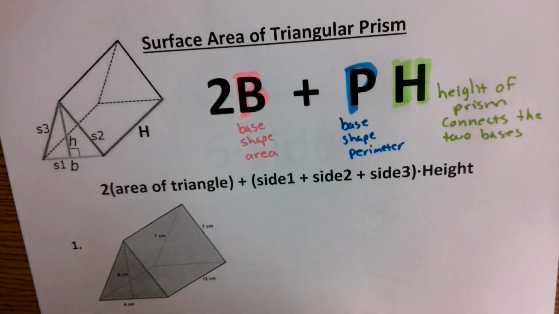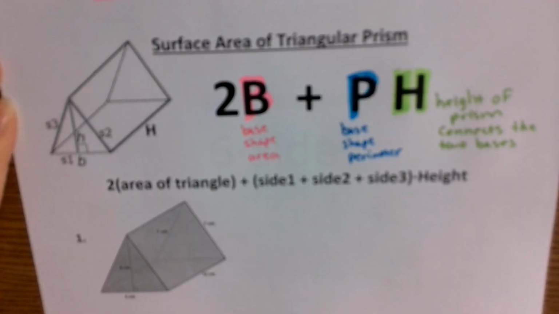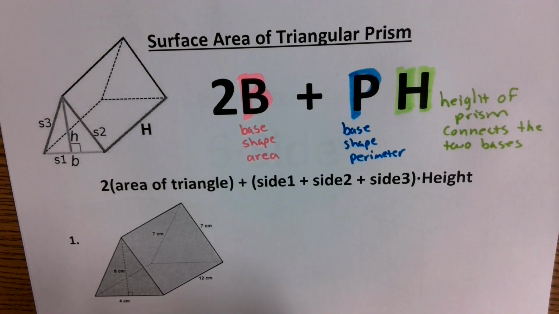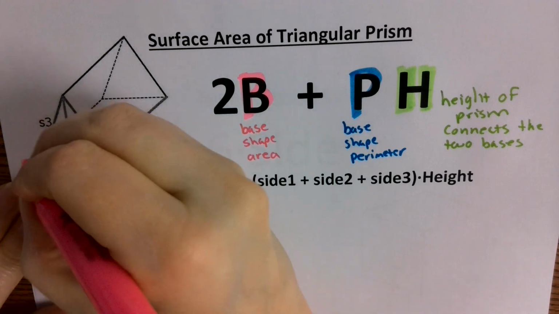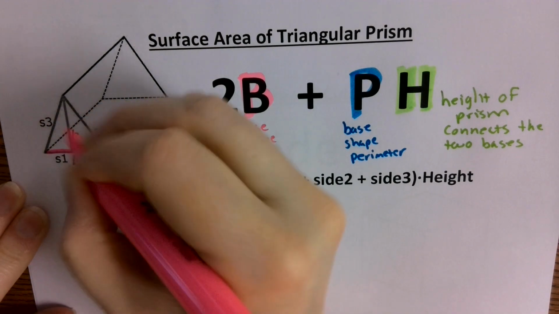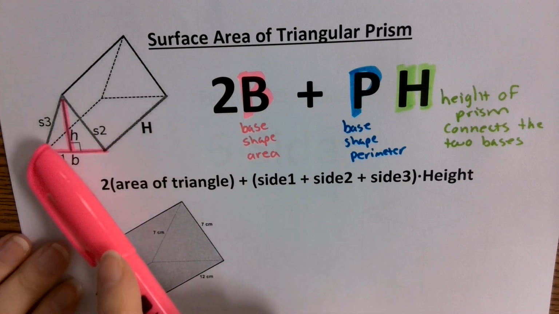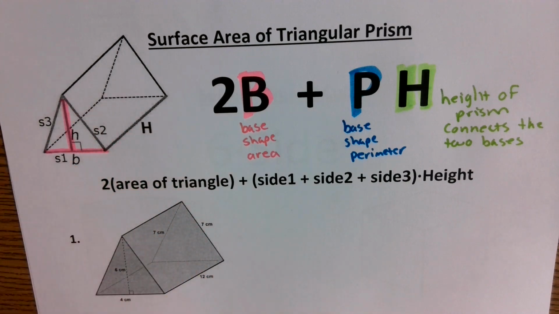So for a triangular prism, in order to be able to find the base shape area, you have to know what is the base of the triangle and the height of the triangle. So the information that I just highlighted in pink is what you would use for your area of your base shape. You need the base of your triangle and the height of the triangle.